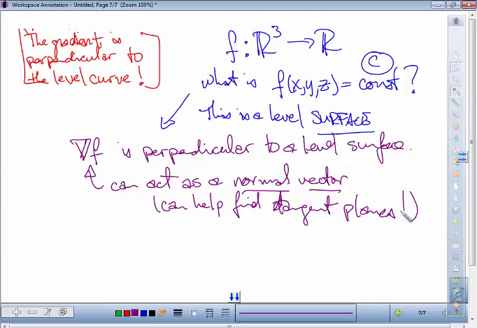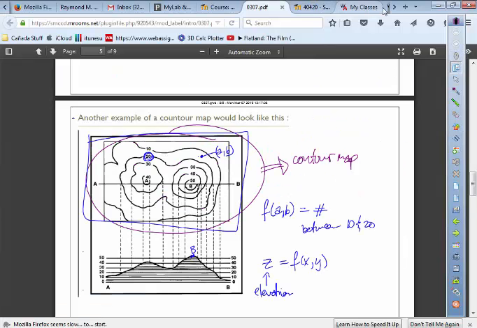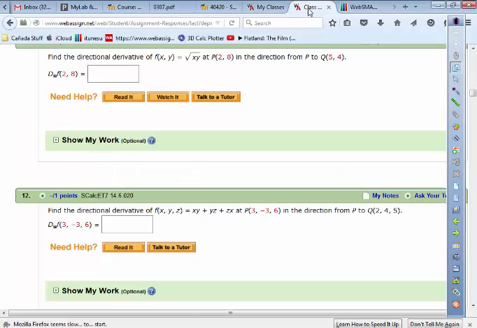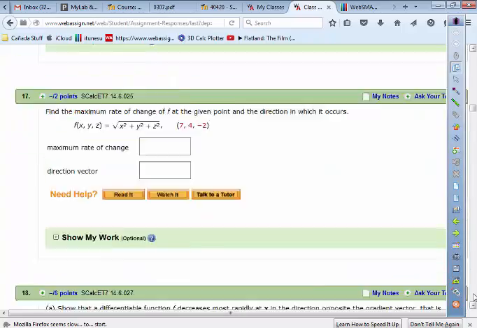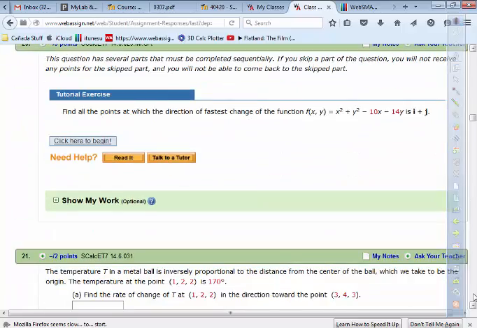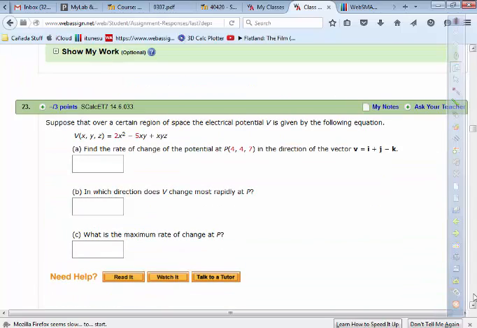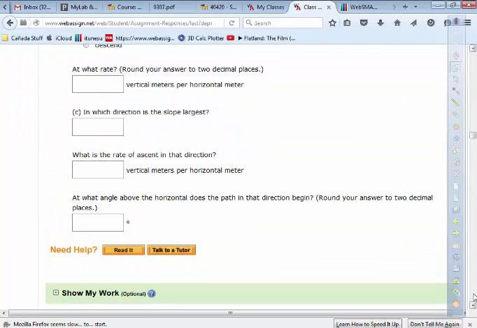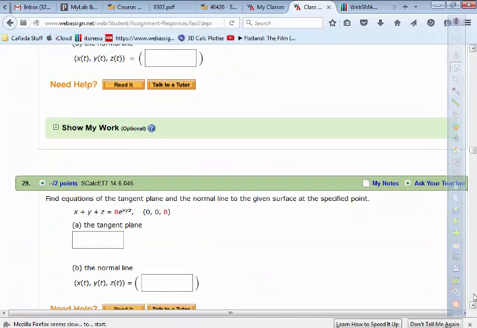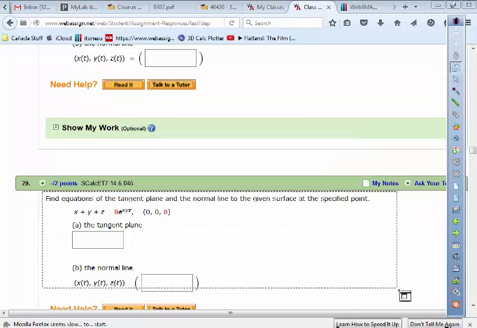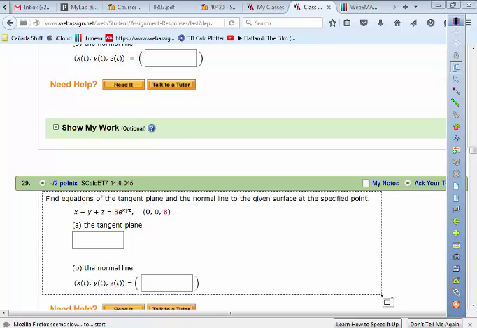Should we do a quick example? Let's see if there's one in the... Oh, we haven't been checking our answers. It's all right. Here's one right here. Find equation of a tangent plane and normal line to the given surface.